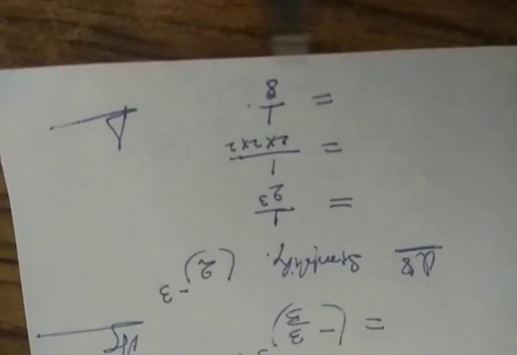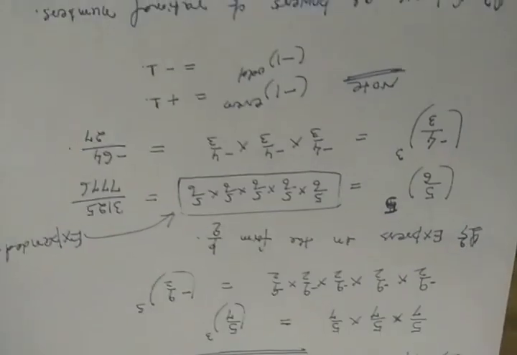Here, simplify 2 to the power minus 3. What will you write? 1 by 2 to the power 3, as it is negative, minus 3. And now 2 to the power 3 can be written as 2 into 2 into 2. So that is 1 by 8. Okay. So students, for today, that's all. I hope that you will understand here. And so do the practice for this one. Next day I will proceed for the next part. Okay. Thank you.